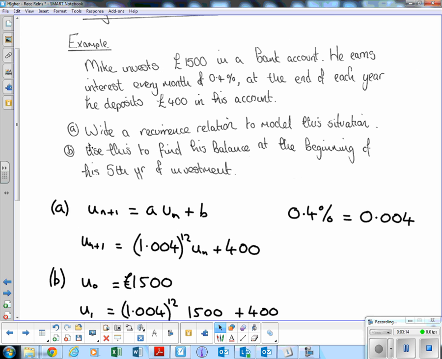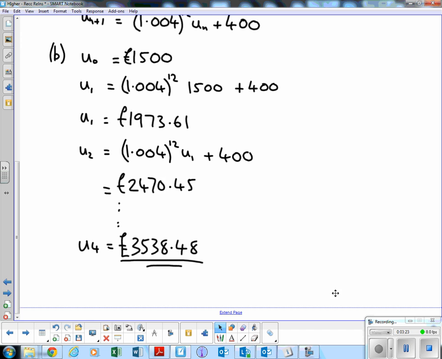So there's a little bit of thinking to be done there. We could aimlessly just find out what U5 is, but if we interpret the question correctly, we're just trying to find out what U4 is.